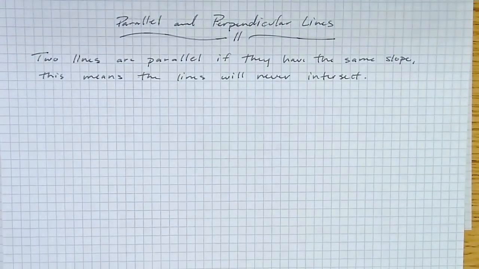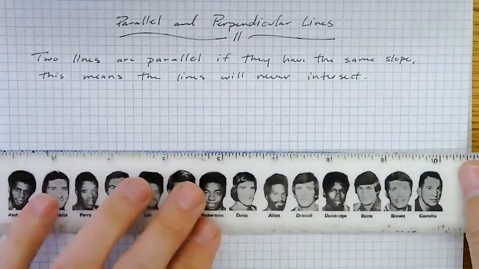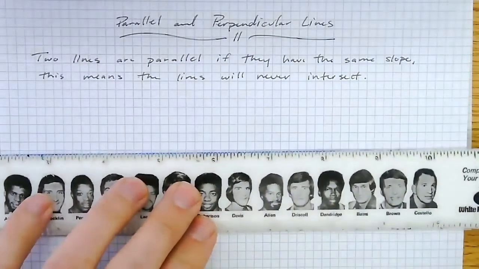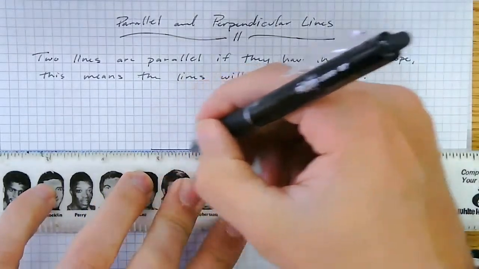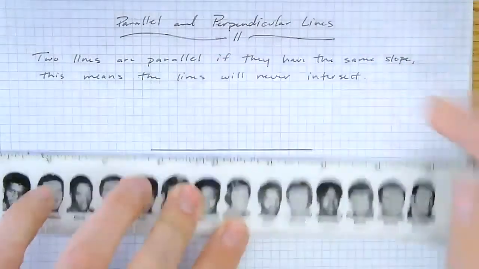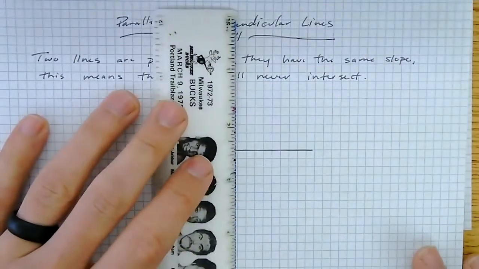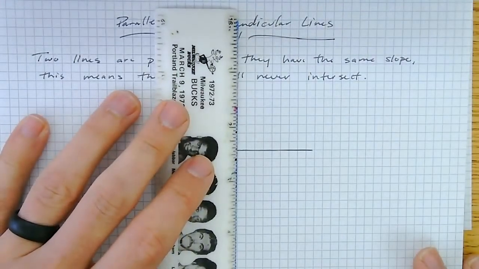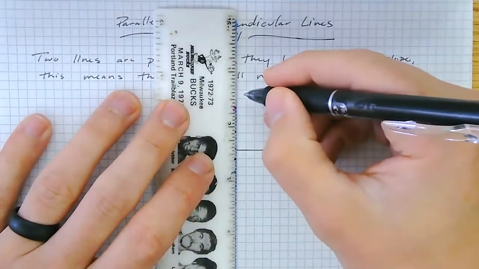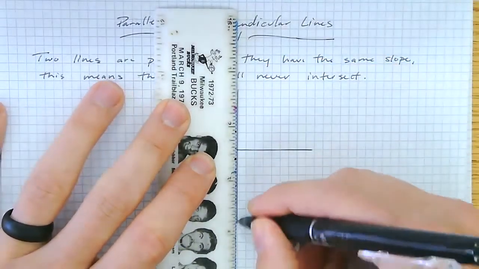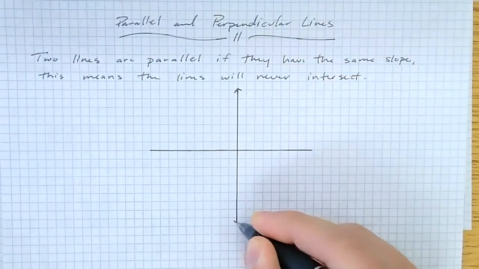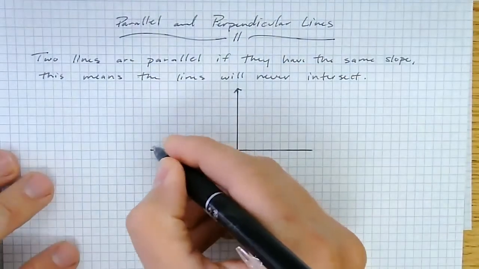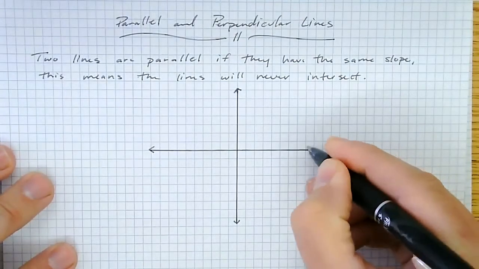All right, so first we'll talk about parallel lines. Two lines are parallel if they have the exact same slope. If two lines are parallel, it means that the lines will never intersect, unless, of course, they're the exact same line, then they'll intersect an infinite amount of times. But for the most part, we're just going to focus on two different lines.